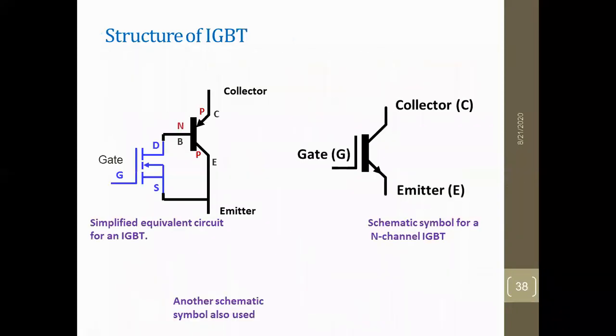Next, this is nothing but the structure of the IGBT shown here. This is the simplified equivalent circuit of an IGBT in PNP form. Here this is the gate, this is the collector and this is the emitter. And this is a schematic symbol of the N channel IGBT. Here is another schematic symbol also shown for the N channel IGBT.